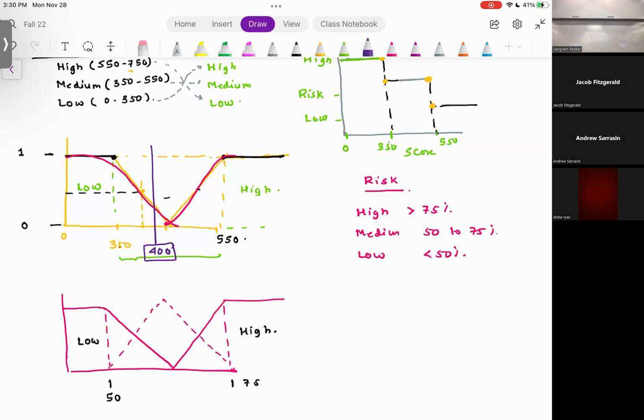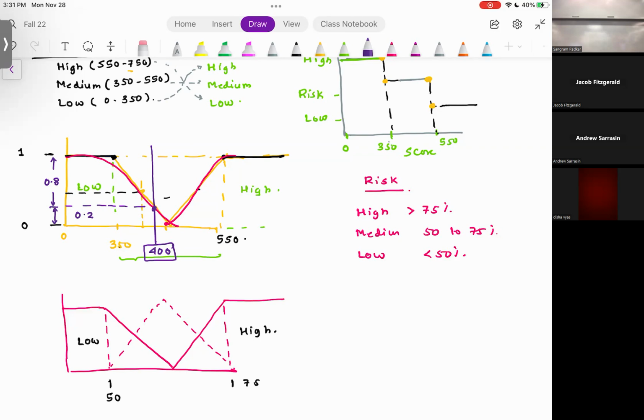So what needs to happen is, I know a 400 credit score is in the medium range, between low and high. Now, what degree of medium, I don't know, but since 350 is close to 400, clearly I would say this is maybe 0.2, and this is 0.8. So I have 0.2 and 0.8, which means the person who is in medium basically has a 0.2 and 0.8 distribution between the low and high risk.